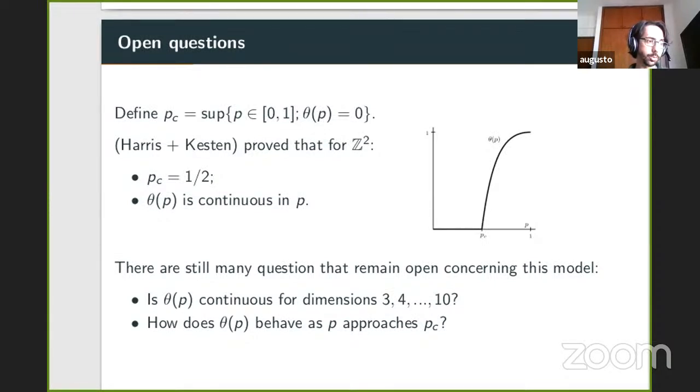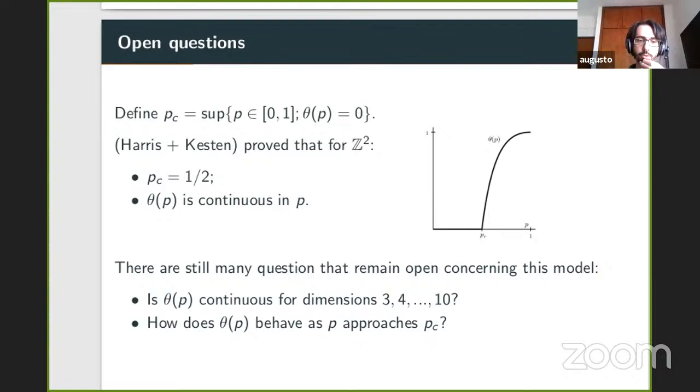Another open question is how theta of p behaves as p approaches the critical point. You can see in that picture that it seems to approach it very abruptly. Indeed, it's proven for dimension 2 to arrive at a certain polynomial with degree which is known for certain lattices, not known for the square lattice. And in dimensions high enough, 11 and more, it's known to approach p_c at a linear speed because of these techniques. So it's full of open questions and interesting problems.